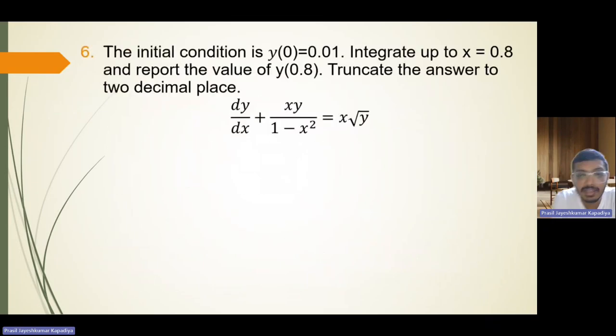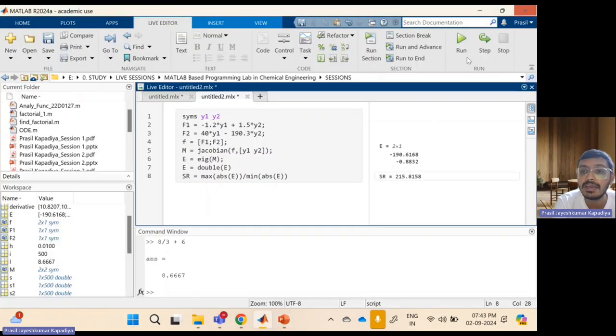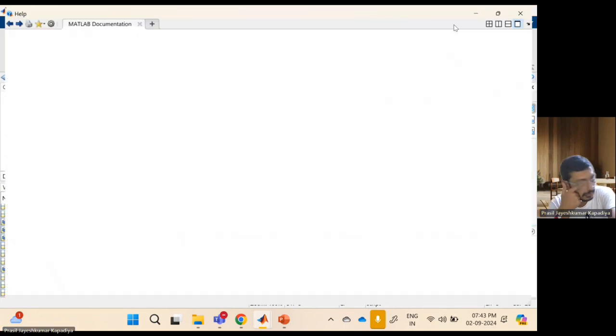The initial condition is y of 0 is equal to 0.01. Integrate up to x is equal to 0.8 and report the value of y of 0.8. Truncate the answer to two decimal places. My equation is dy by dx plus xy divided by 1 minus x square is equal to x into square root of y. Let's try to solve this problem using the ODE23 function.